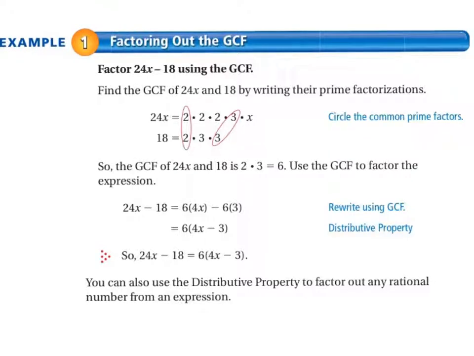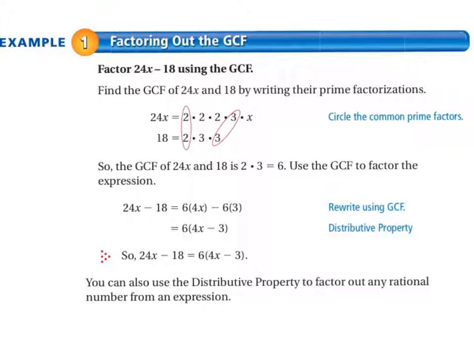Today we'll be starting on page 92 in your red Go Math book. Example 1, factoring out the GCF. Factor 24x minus 18 using the GCF. Find the GCF of 24x and 18 by writing their prime factorizations. Circle the common prime factors. So 24x equals 2 times 2 times 2 times 3 times x, and 18 equals 2 times 3 times 3. And you circle the common prime factors, which are 2 and 3.